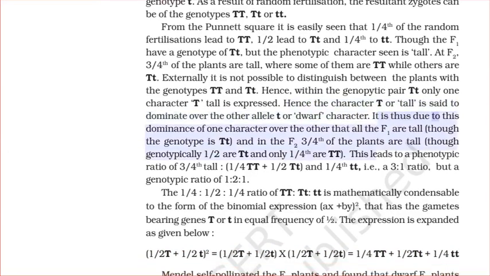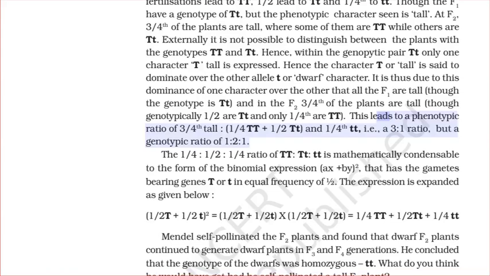It is thus due to this dominance of one character over the other that all the F1 are tall, though the genotype is Tt, and in the F2 3/4 of the plants are tall, though genotypically half are Tt and only 1/4 are TT. This leads to a phenotypic ratio of 3/4 tall, 1/4 TT plus 1/2 Tt, and 1/4 dwarf tt, that is, a 3:1 ratio, but a genotypic ratio of 1:2:1.